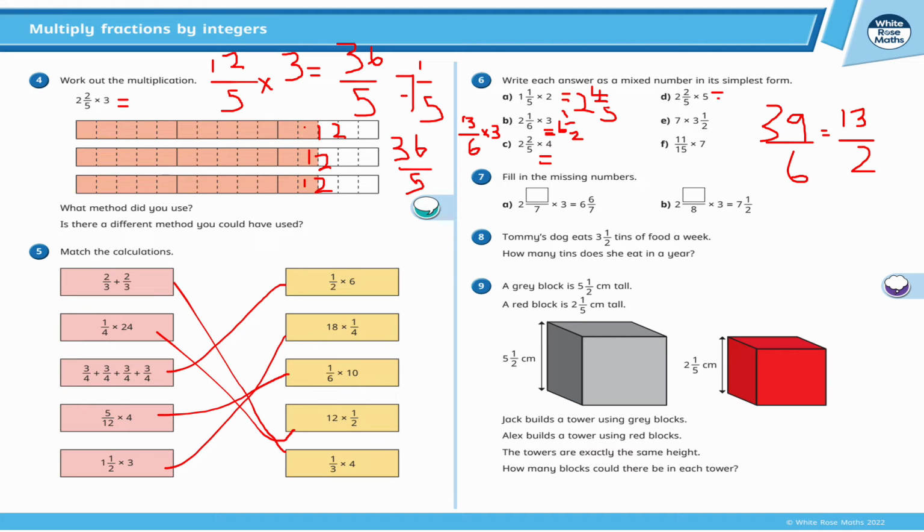Part C, 2 2/5 times 4. Again, working this out, guys. 5 times 2 is 10, plus the 2 is going to be 12. I'm going to get 12/5 multiplied by 4, which goes to 48/5, which can then be simplified in mixed number terms into 9 3/5.